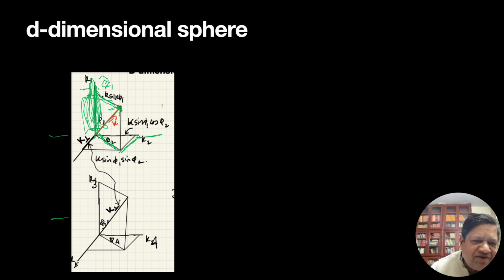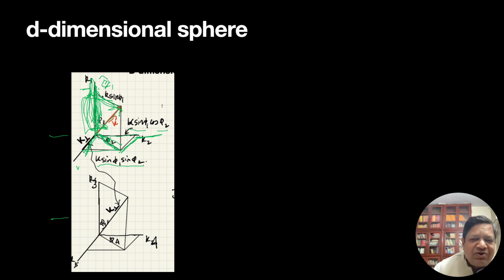If this angle is phi 1, this is k1 cos phi 1, and this is k1 sine phi 1. I project it again. So that will be k1 sine phi 1 cos phi 2, where this is angle phi 2. In that direction, I'll get k1 sine phi 1 sine phi 2. Now had it been 3D, I would have called this k3. But I'm working in a 5-dimensional space, so we call it k perp.